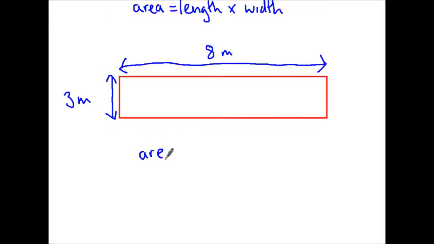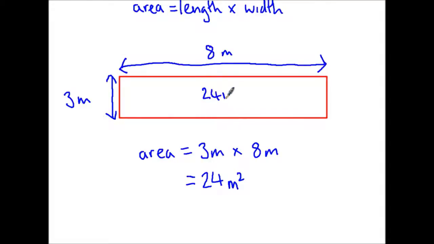So now our formula gets changed because the area equals the length, which is 3 meters, multiplied by the width, which is 8 meters, and we have to calculate that to find our area. In this case, 3 times 8 gives me an answer of 24. And remember, to answer fully we use our units and we say squared. So this rectangle is 24 meters squared.